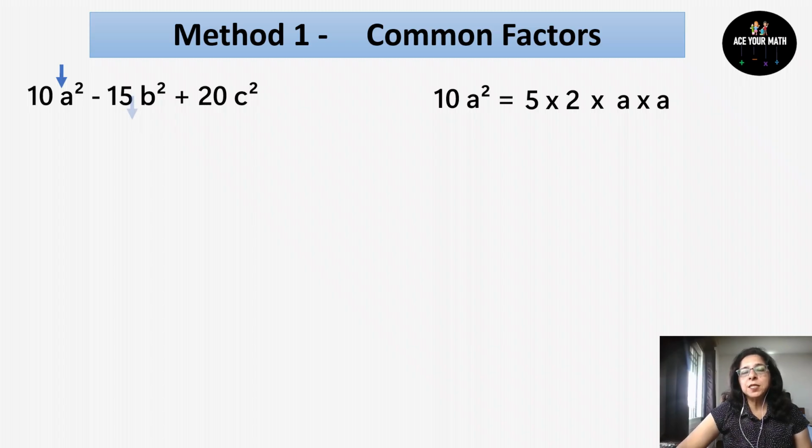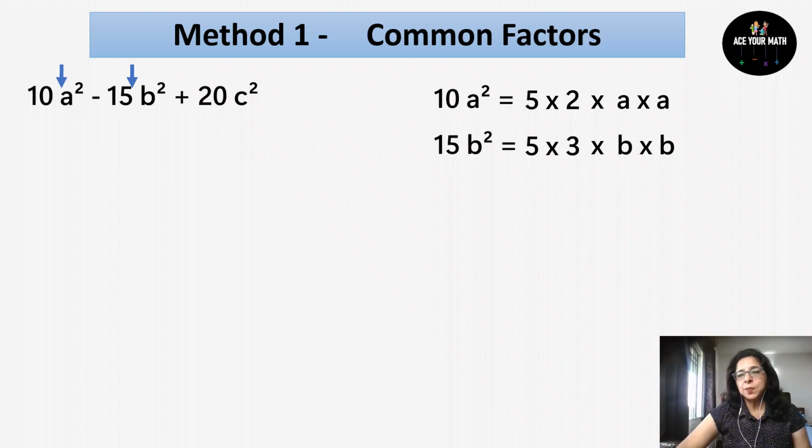Okay, now you take the second term. Second term is 15b square. I'm not taking the sign here. I'm taking only 15b square. Write down 15b square. Now write the factors of 15 first. It is 5 times 3. Now write b square as b times b. Okay, so it's very simple. Now take the third term, 20c square. Write down 20c square. Now find the factors of 20 first. We know that it is 5 times 2 times 2. Now write the factors of c square. It is c times c.